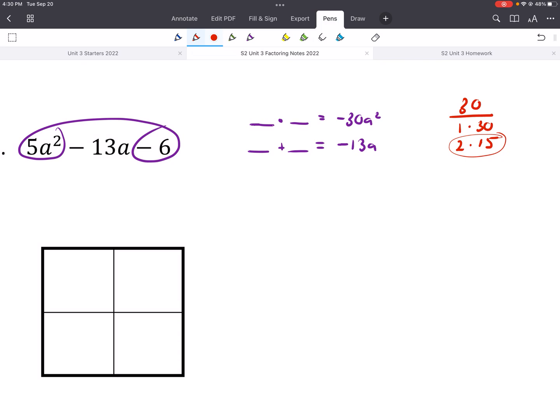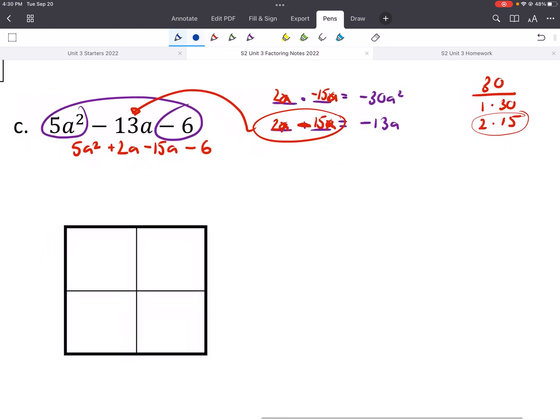So let's see, what signs do they need to be? So we could be 2x, and we could do minus 15x. Okay, and 2x times negative 15x, that does give us negative 30a squared. I don't know why I'm saying x's. These are a's. All right, so then we can plug that in for our middle term. So we get 5a squared. Again, that negative 13a is the same as 2a minus 15a. And then we can put those into our box.